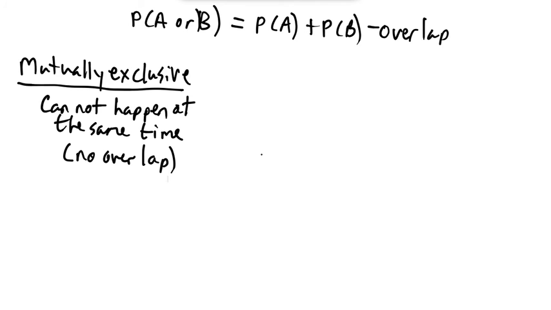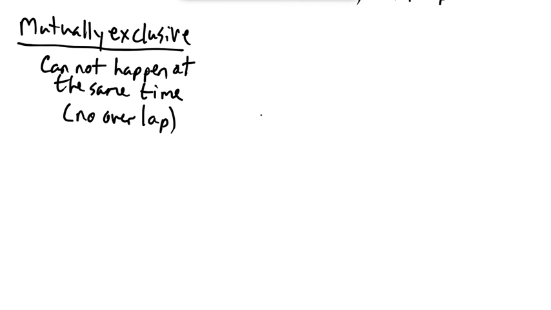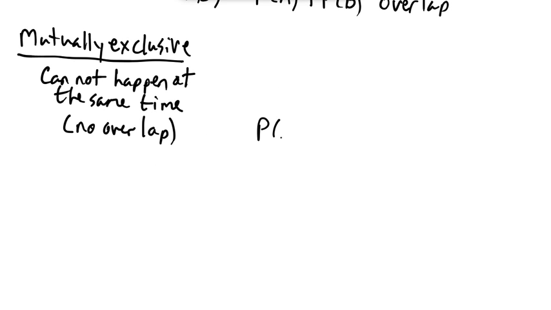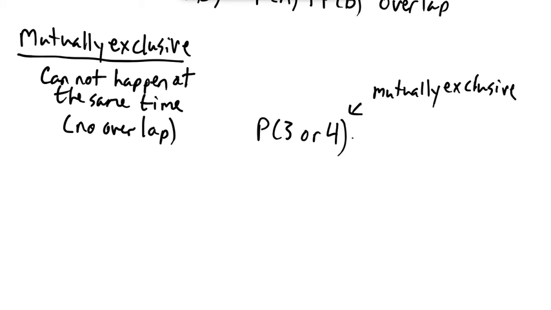Let's say you're rolling a die. What's the probability of rolling a 3 or a 4? Well, so is there any overlap? If you roll a 3, can you roll a 4? No. So these are mutually exclusive. Right? They cannot happen at the same time. These are mutually exclusive. What's the probability going to be?